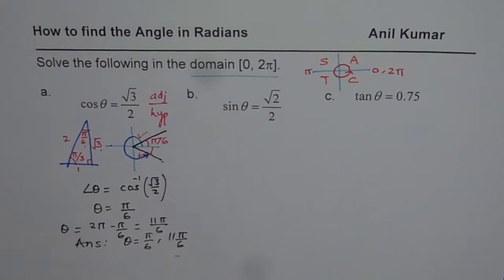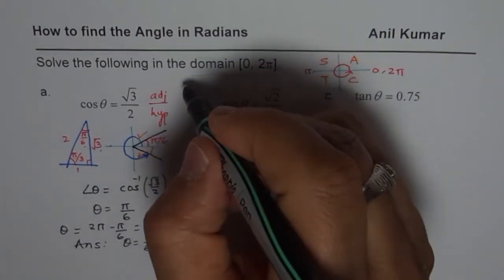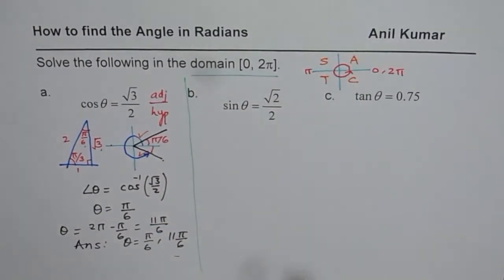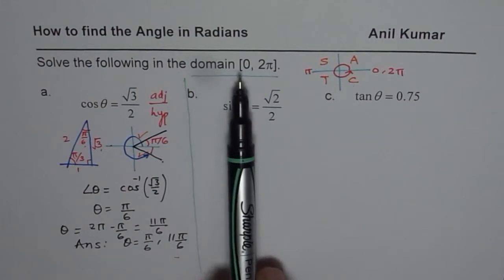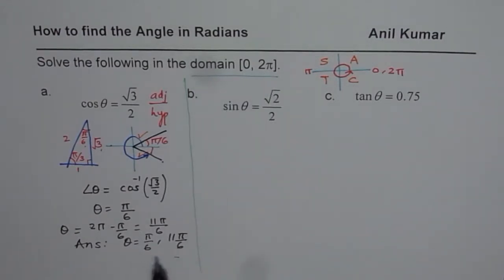So these are the two solutions for the given equations, and these solutions are in radians. That is what we mean when we say how to find angle in radians. And domain 0 to 2 pi, so all the possible solutions. I hope you got the point. So now you can pause the video and answer the next question. That should be a good practice.